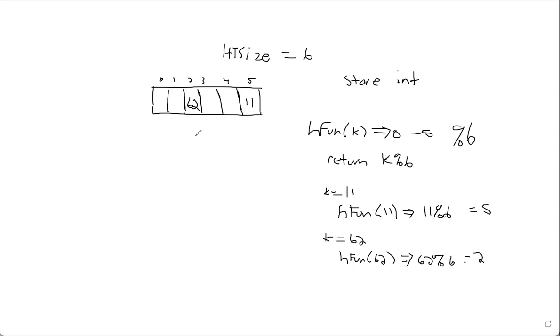We have some issues here, especially with a hash table this small. What if I wanted to store 8? My k is now equal to 8. Then my hash function of 8 is going to be 8 mod 6, which also equals 2. We can't store anything else there because there's already something there.